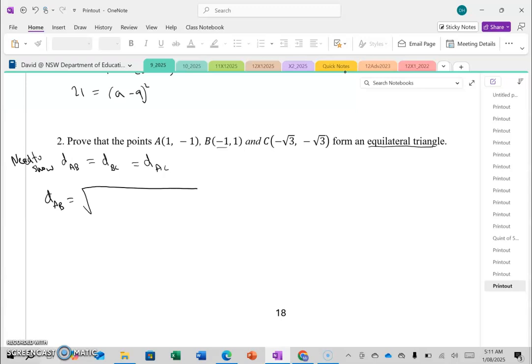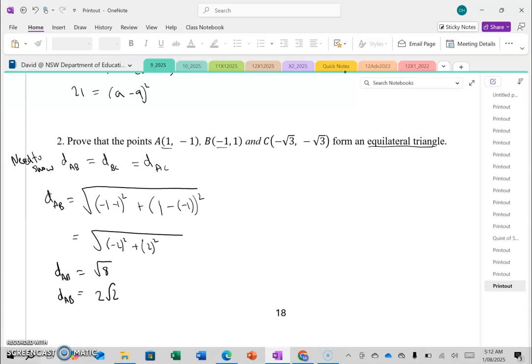Okay, so x2 minus x1, that'll be negative 1 minus 1 all squared plus y2 minus y1, 1 minus negative 1 all squared. Okay, convince yourself that that's square root of negative 2 squared plus 2 squared, so that's 4 plus 4, which is root 8. Okay, which is 2 root 2 if you simplify. So that's the distance between A and B.